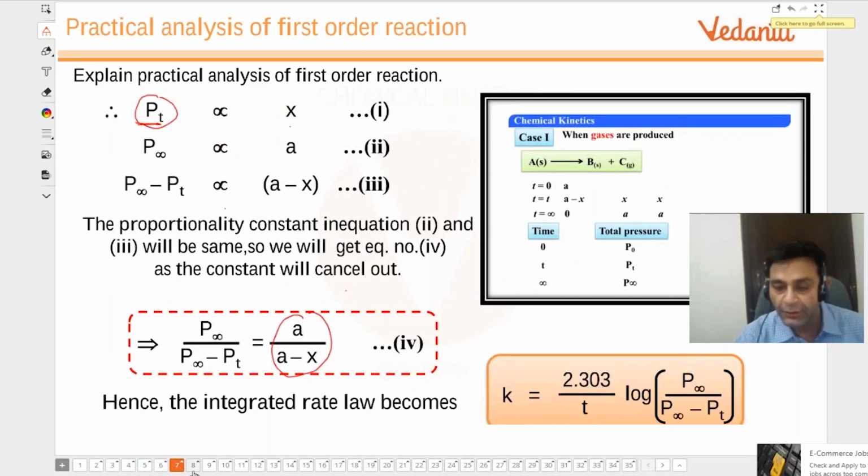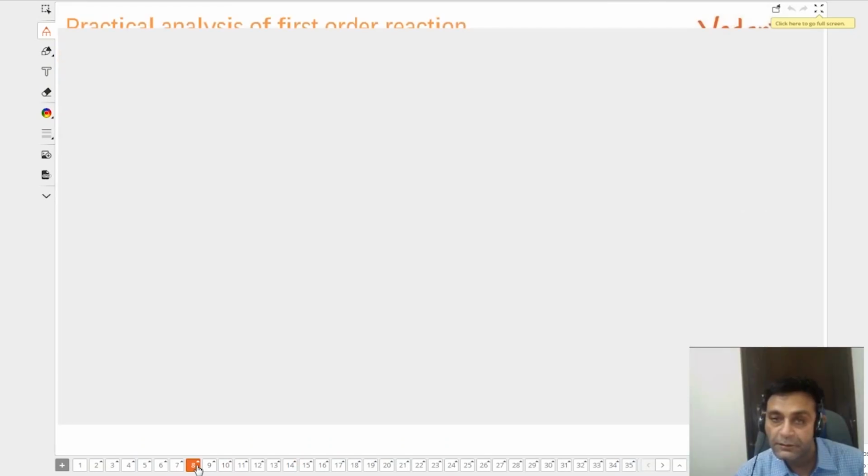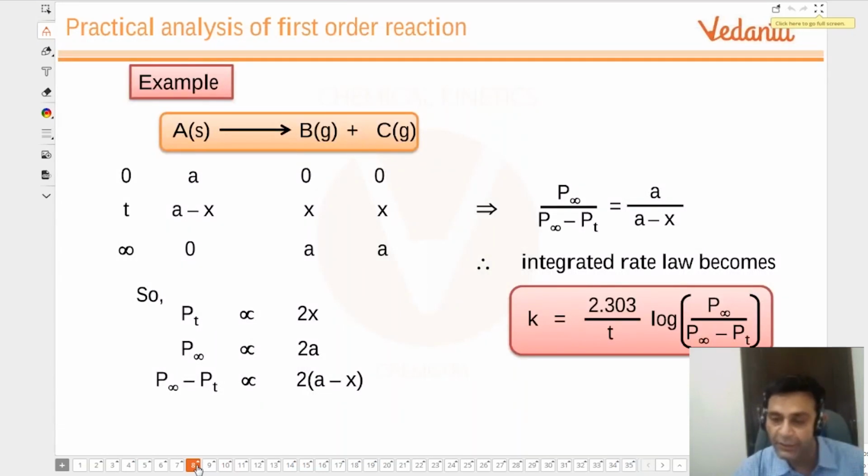So I can use this formula for numerical purposes instead of using the concentration. Am I clear? Now, I'm considering another case here. Please focus here, another case. Here, I have two products as gas. In the previous case, it was only one as a gas.